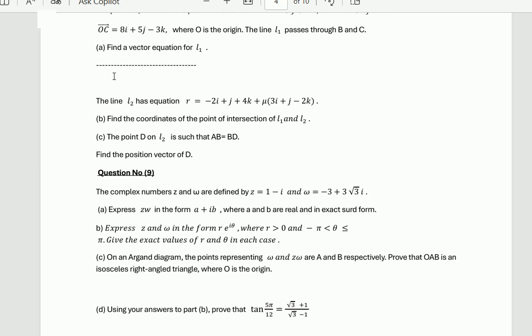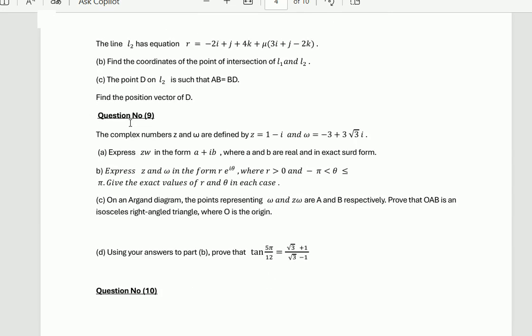The line L2 has equation r equals minus 2i plus j plus 4k plus mu times (3i plus j minus 2k). Part B, find the coordinates of the point of intersection of L1 and L2. For part C, the point D on L2 is such that AB equals BD. Find the position vector of D.